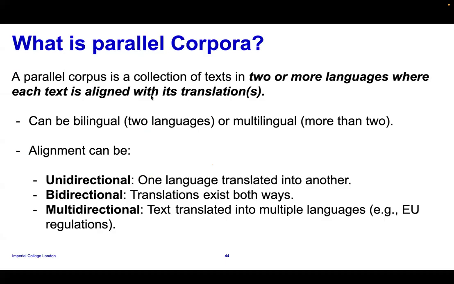So this is basically what parallel corpora are, and they can be unidirectional, where one language is translated into another language. They can be bidirectional, where translation exists in both ways, or multidirectional, that is, one language translated into multiple languages. For example, we can have English, and then that English can be translated into German, Spanish, French. For example, here, EU regulations, because in the EU we have French, Portuguese, Spanish, so something written in English is intended for translation. So we have multidirectional. The backbone for any machine translation system is a parallel corpus.